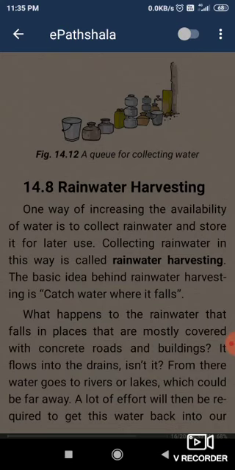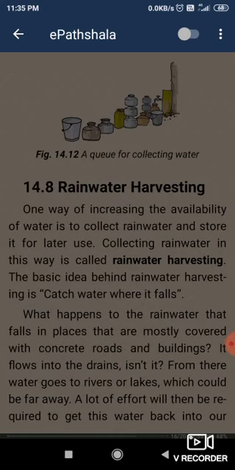One way of increasing the availability of water is to collect rainwater and store it for later use. Collecting rainwater in this way is called rainwater harvesting. The basic idea behind rainwater harvesting is to catch water where it falls.